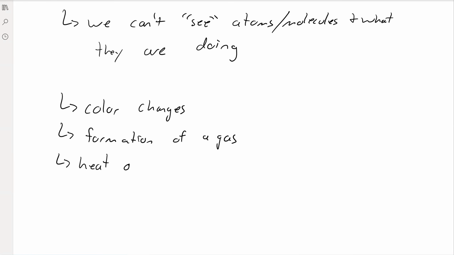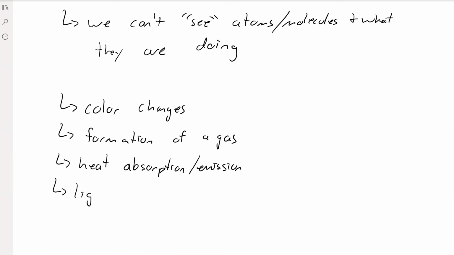Heat absorption or emission. So an example of this would be like a chemical ice pack. You know, you have those little bags, then you crush them and they suddenly get cold. That's a chemical reaction occurring there.